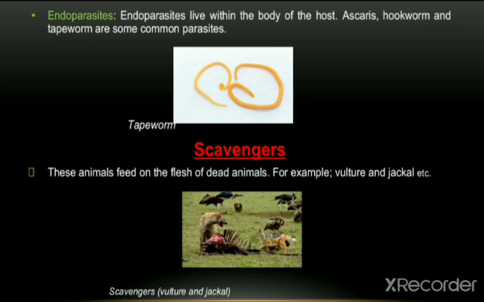Last one, scavengers. These are the animals who feed on the flesh of dead animals, for example, vulture and jackals. In the picture given here, they take the flesh of the dead animals and utilize it for their nutritional requirement.